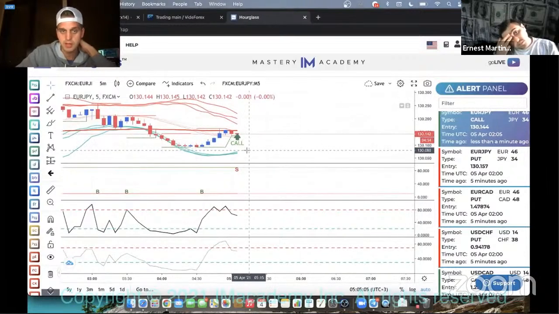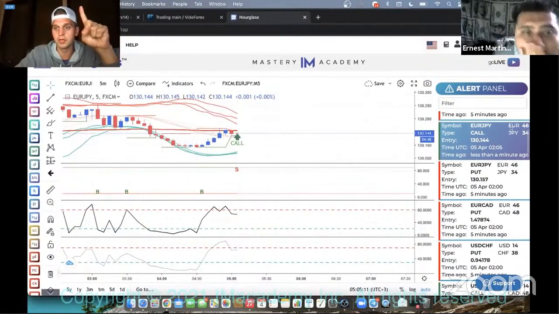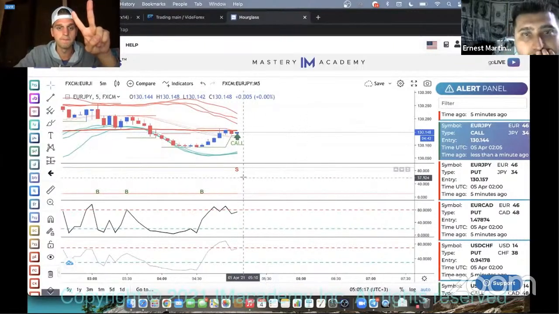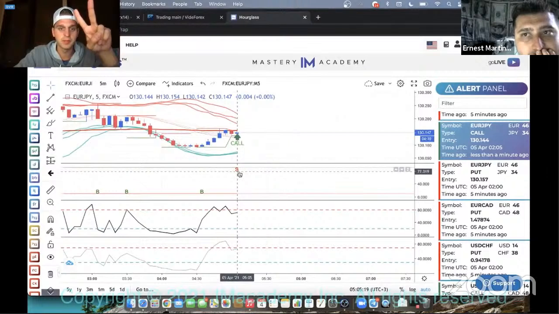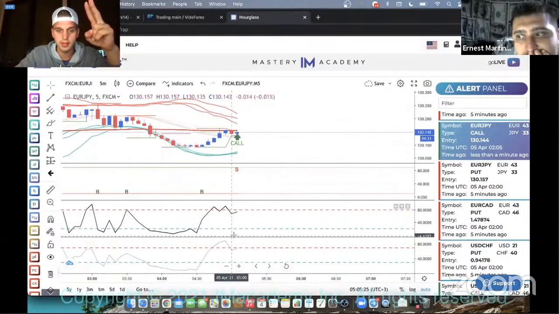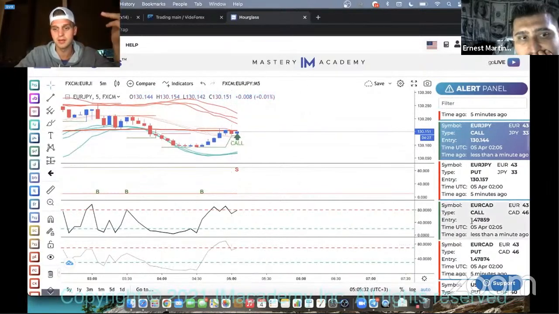So Euro JPY, right? We're getting a call. We got the euro stronger than the yen, so that's 2. We're actually getting a sell symbol right here, so that goes against it. And we're not quite getting a cross up. So this would be a 2-point trade. I would not take it.